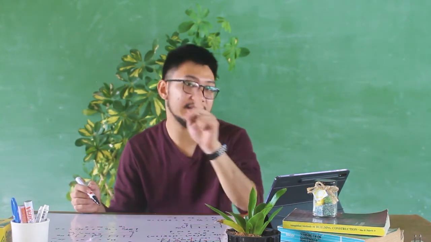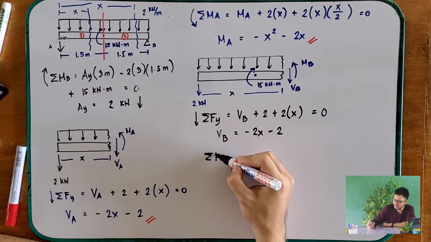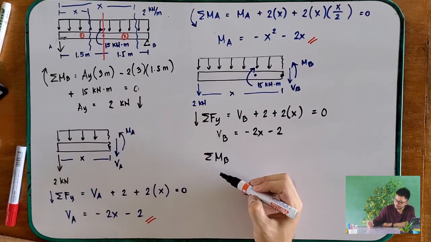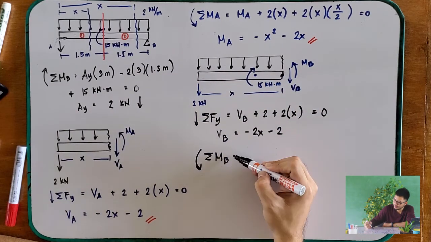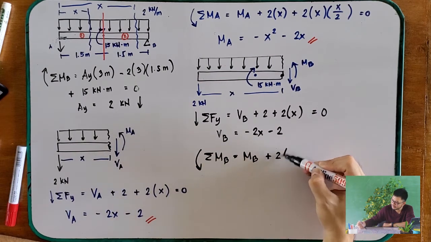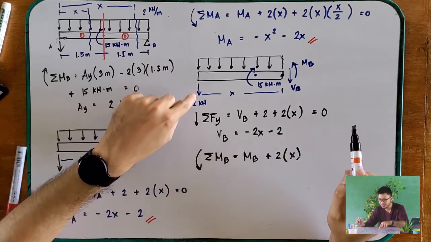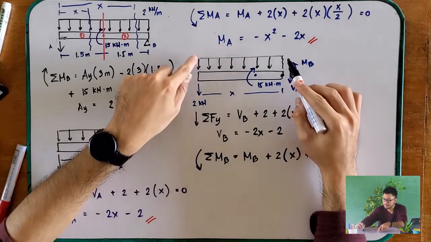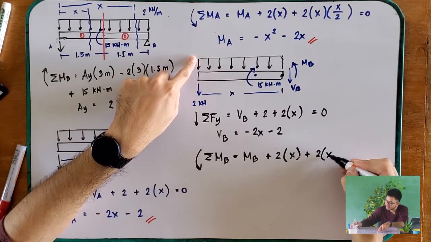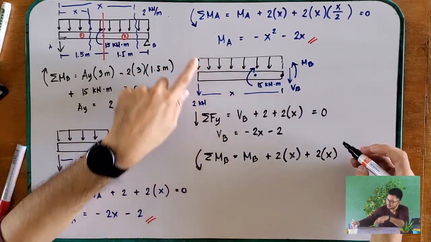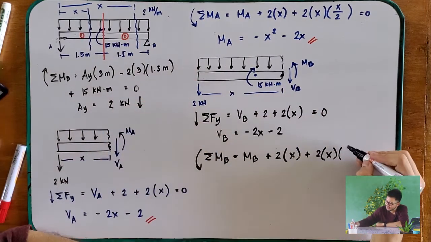Okay? But, our moment will change. Why? Let's see. Summation of moments about point B. Again, this is your point B. Going there is equal to MB plus 2 times x. Okay? This is 2 times the moment arm of x, plus the earlier 2 times x. Resultant of this is 2 times x multiplied by the moment arm of x over 2.